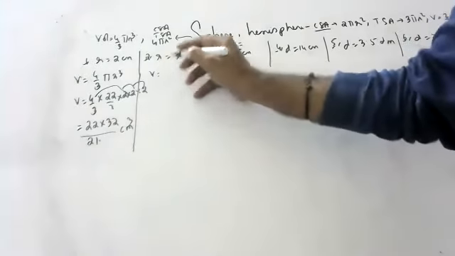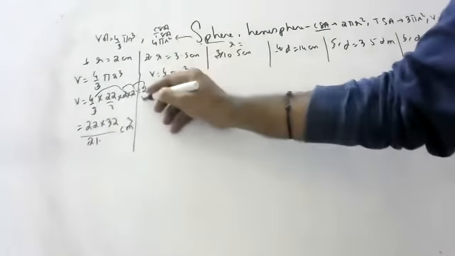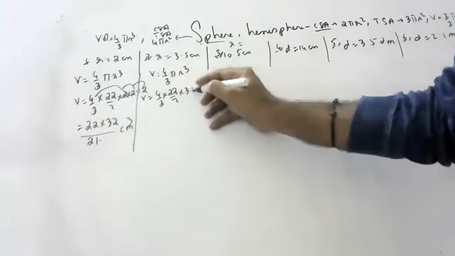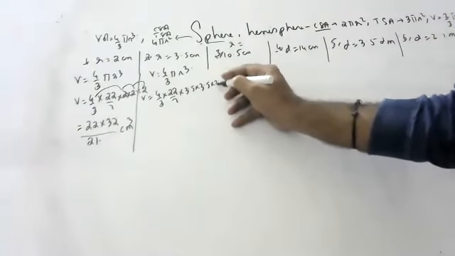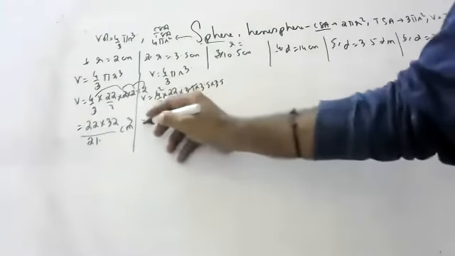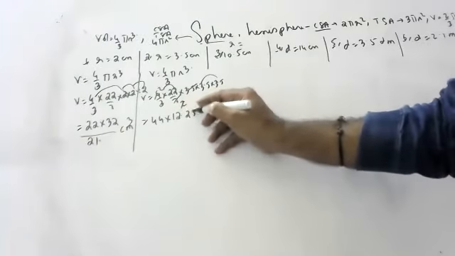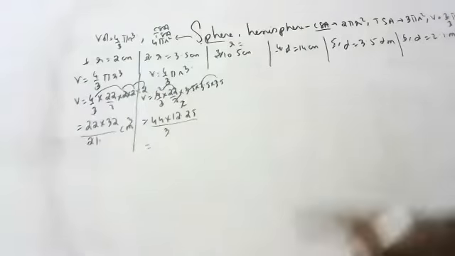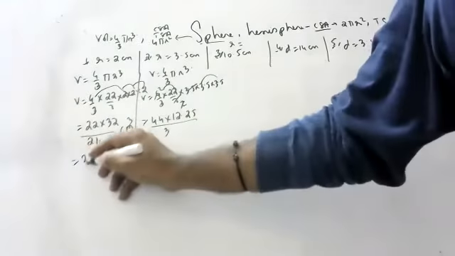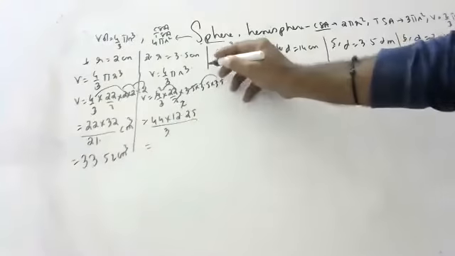Sujit, this one. Volume is equal to 4 by 3 pi r cube. Volume is equal to 4 by 3 into 22 by 7 into 3.5 into 3.5 into 3.5. So 3.5 2s are 7, 2 2s are 4. So 2 into 22 is 44. Sir, 22 into 32 is equal to 704, sir. I want the full answer. 704 by 21. 33.52, sir. 33.52 centimeter cube.